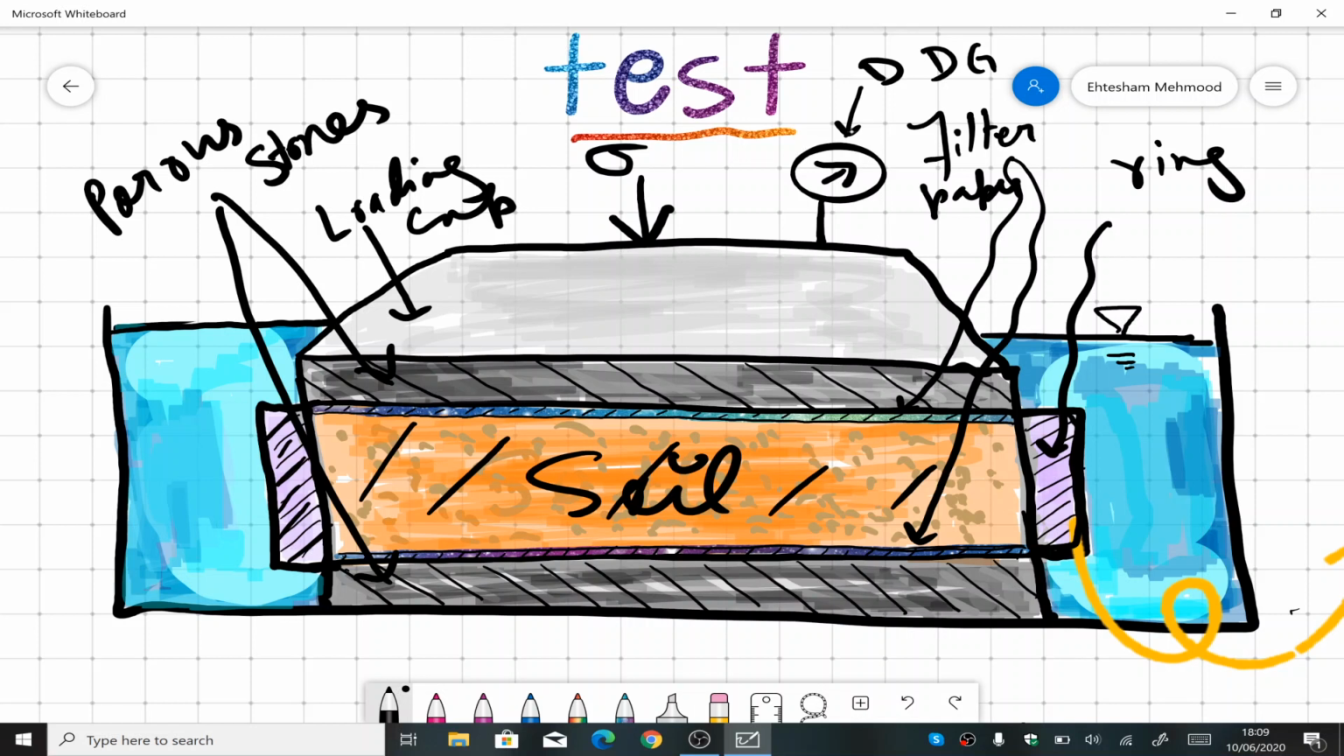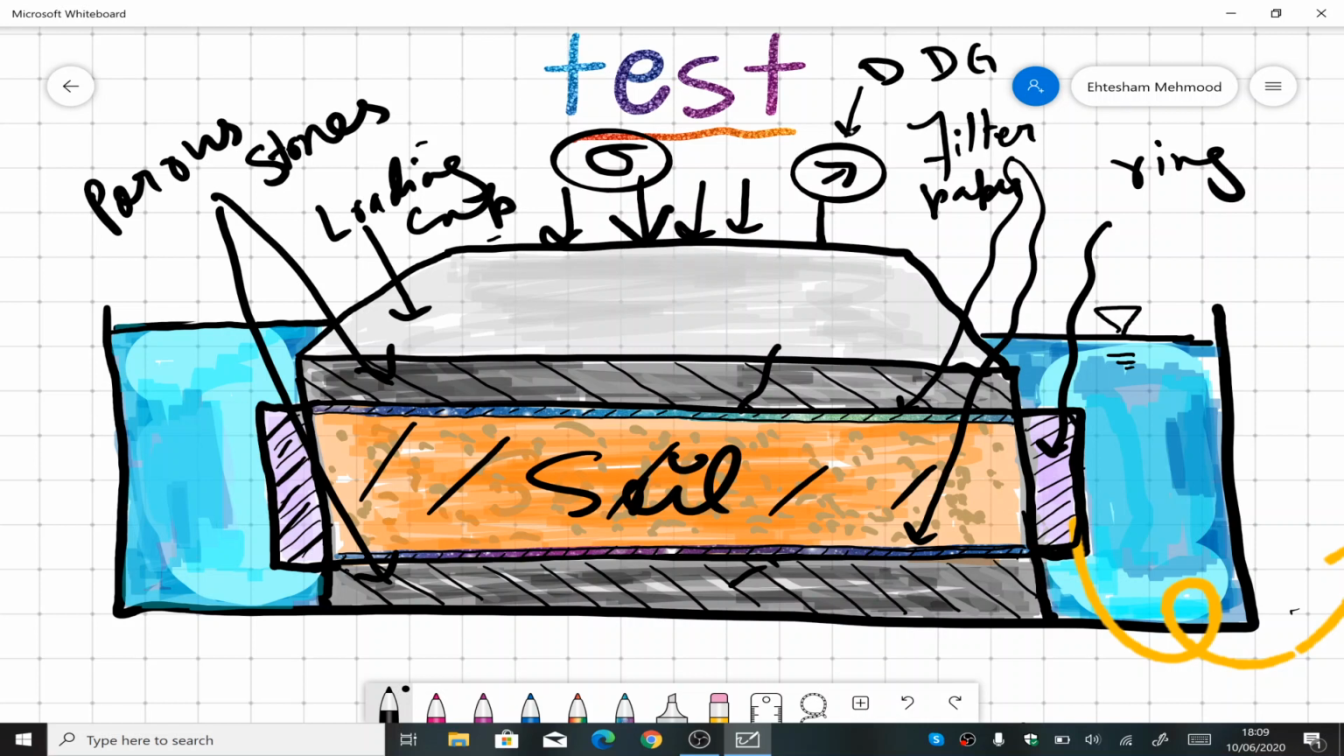So what we actually do is take a soil sample and place it inside a consolidation ring. On top and bottom we place the filter papers, and on top of the filter paper and below the bottom filter paper we place the porous stone. Then on the whole assembly we place a loading platen, and on that loading platen we apply this load sigma. That is going to be a vertical load.